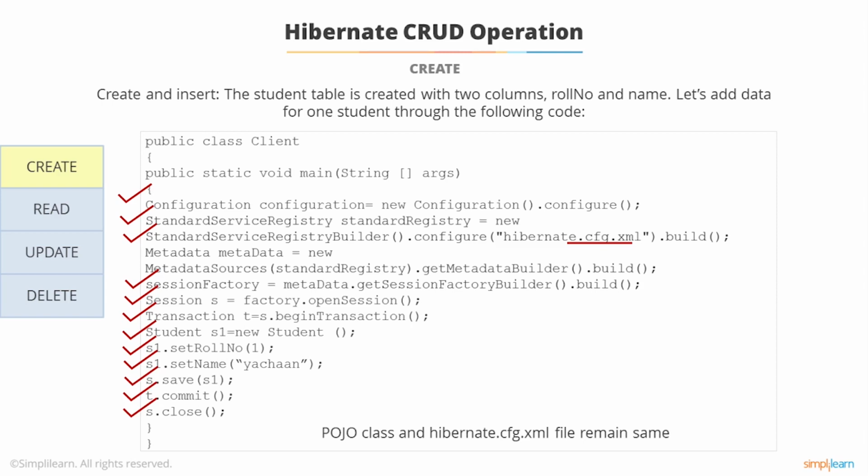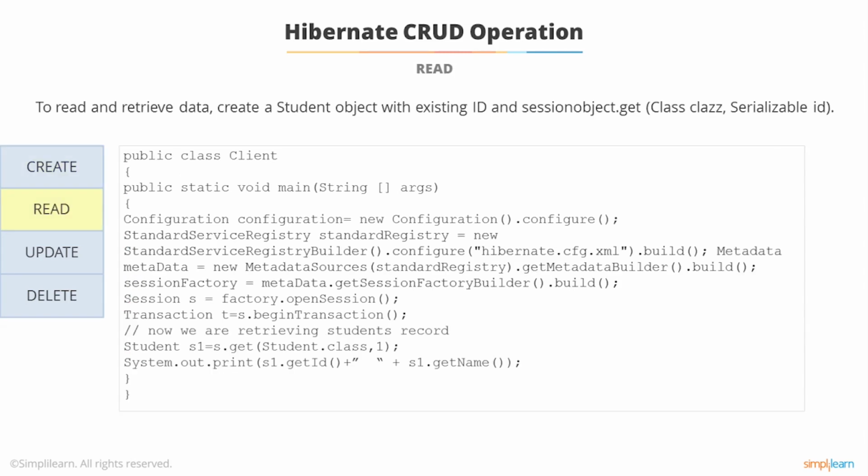If you need to read the data, this block of code until the session factory remains common. Then you again open the session, begin a transaction, get that particular student class object by passing the primary key, and simply print the value.